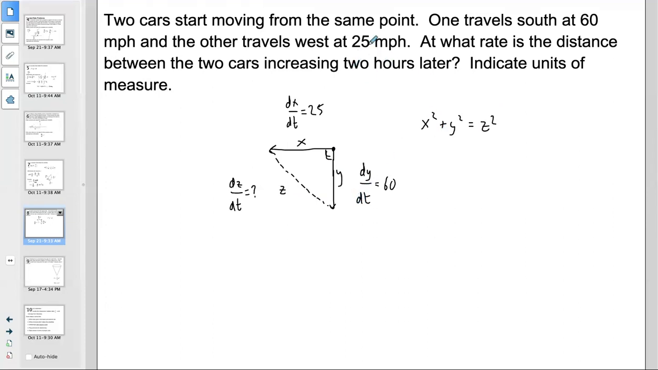And I have this 2 hours later, which I'm going to deal with in a minute. But I don't want to plug any numbers in for x, y, and z yet, because if I do, then I'm going to get a lot of zeros, and that's not very helpful. So I'm going to differentiate this whole equation with respect to time.